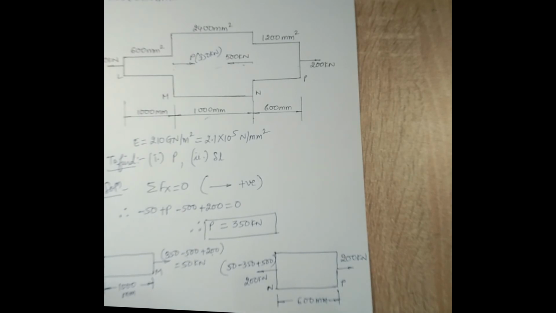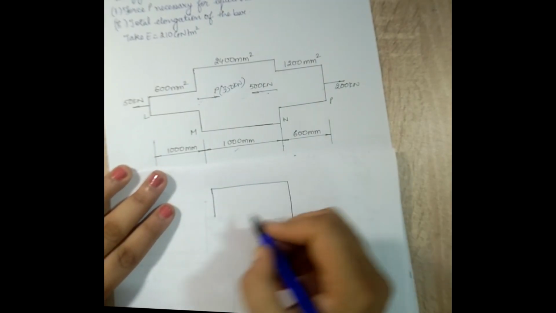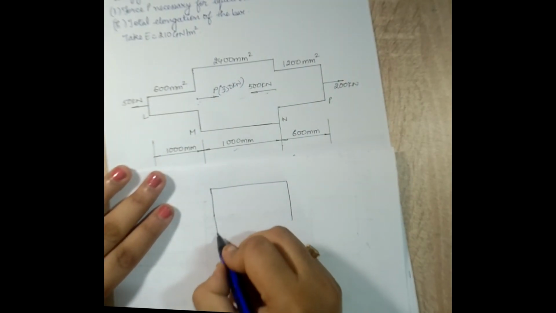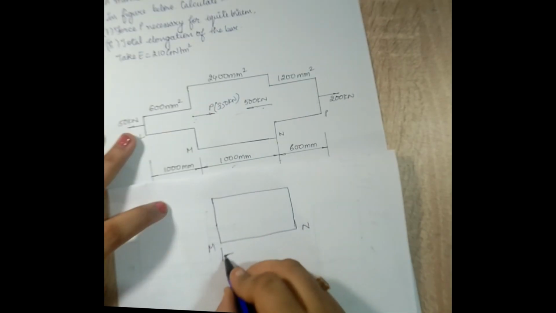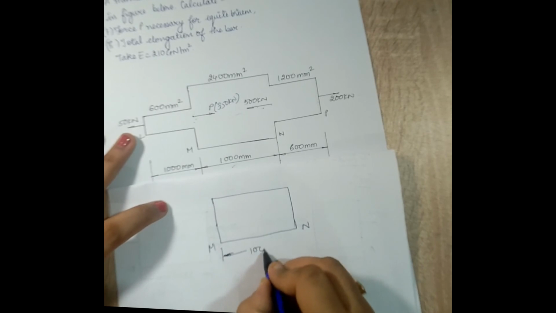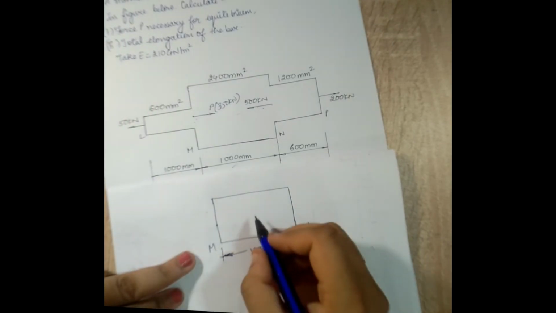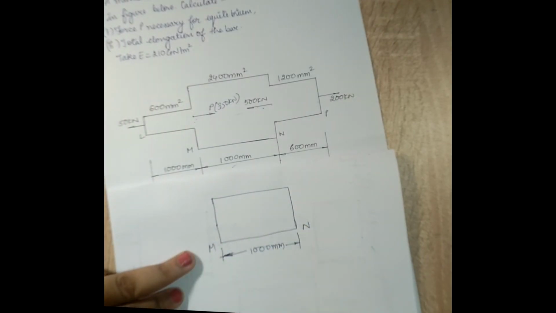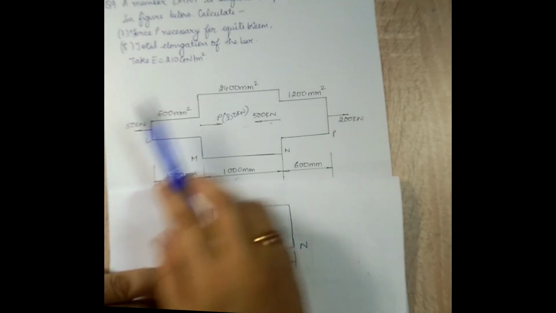Next, I'll draw the FBD for MN portion. So this is my MN portion. The length is 1000 mm. Now here it is something ambiguous. I do not know what will be the direction of the arrows. So I'll start with the left hand side.